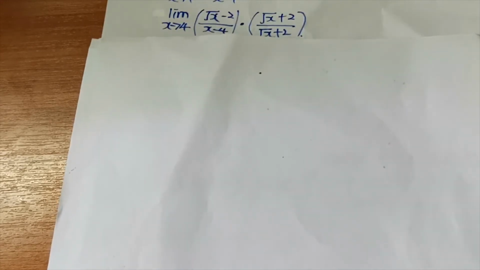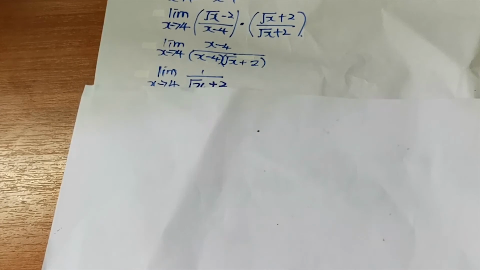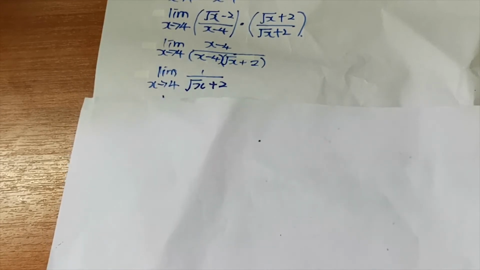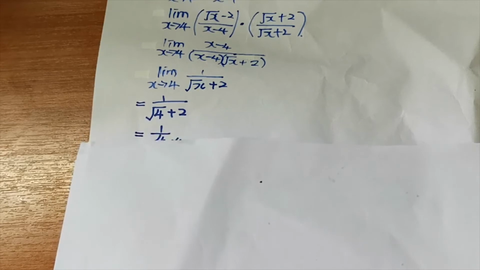Second, multiply by conjugate and reduction. This one is the example question. First, we multiply by the conjugate and try to solve it. And then substitute x equal to 4 into x. And finally, we will get the answer.